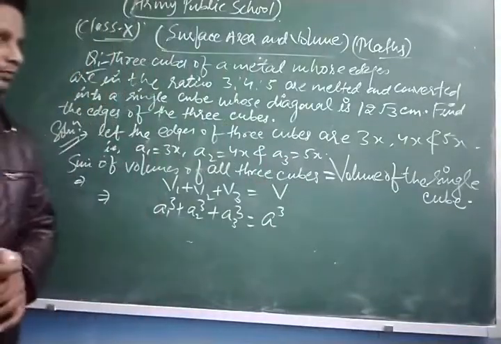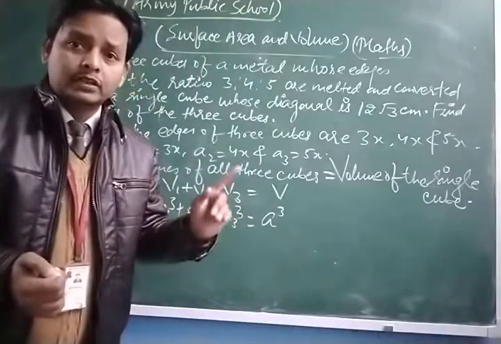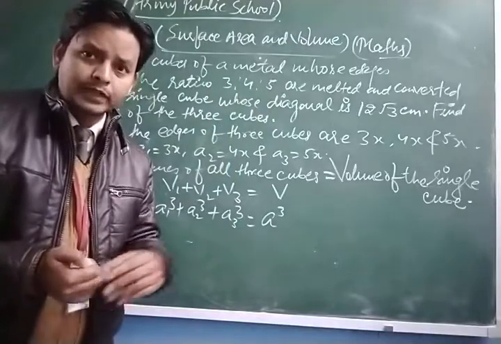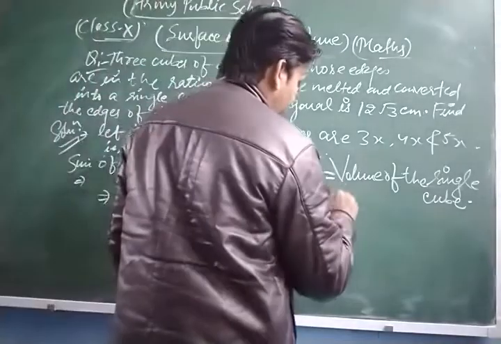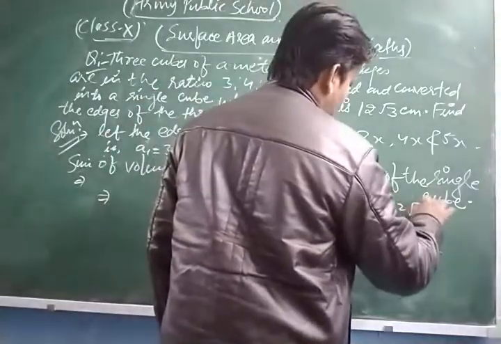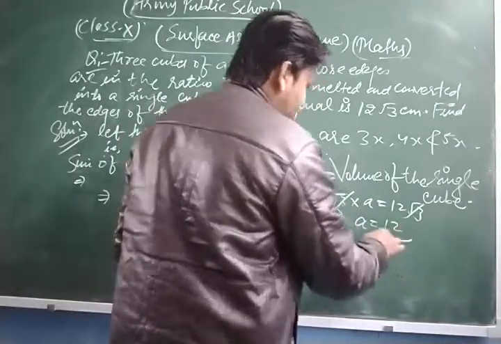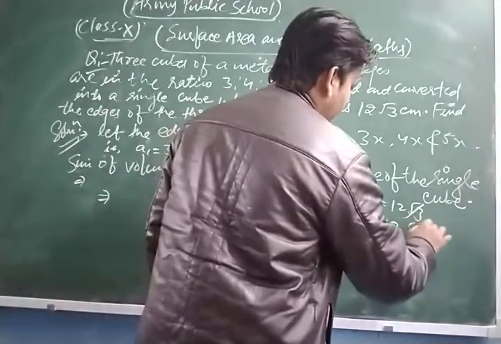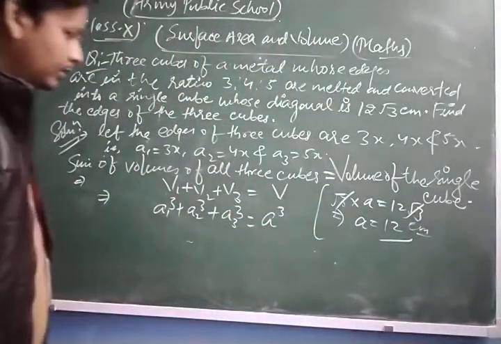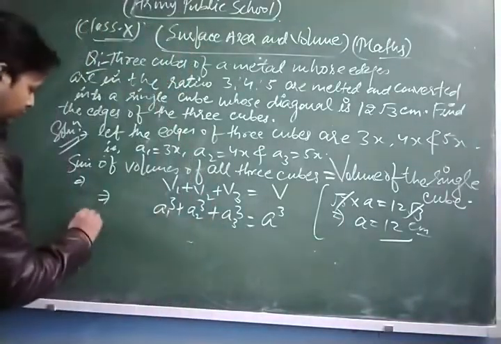But look, the side of the single cube is not given in our question, but its diagonal is given. We know that if a is the side of the single cube, then its diagonal will be root 3 into side. And root 3 into side is equal to 12 under root 3. Root 3 cancels on both sides. Thus, the edge of the single cube is 12 centimeter.